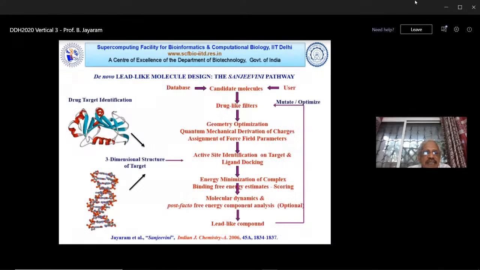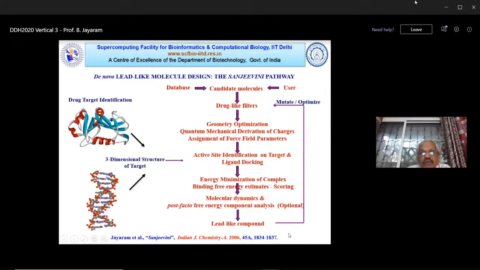So the target could be the DNA or a protein, and then we have users sketching the molecule, or a database providing the molecules, and then we have drug-like filters. So Lipinski's filters come in here, then you can do quantum calculations, geometry optimization, some in the force field, then active site identification, target and ligand docking. Then of course there will be a binding and free energy estimate, then followed by MD. So this is the rough flow chart that we sketched quite some time ago, about 2006 or so.